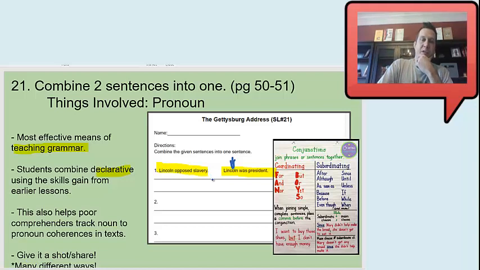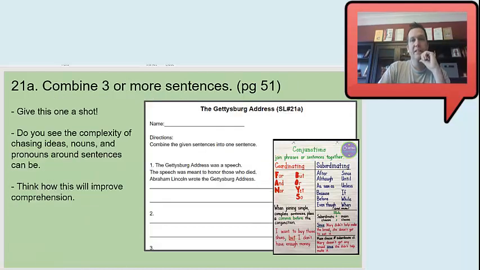We're not going to have you give it a shot, but you can see they're going to be using coordinating conjunctions to combine these. They may throw on a subordinating conjunction at the front. Lots of different options, and you definitely could dig in and show them lots of different ways of doing that.